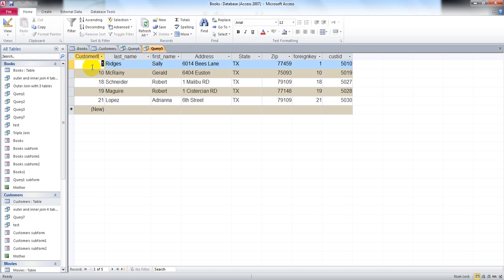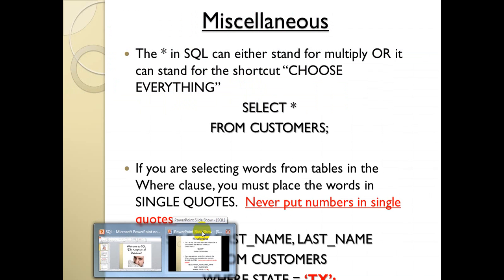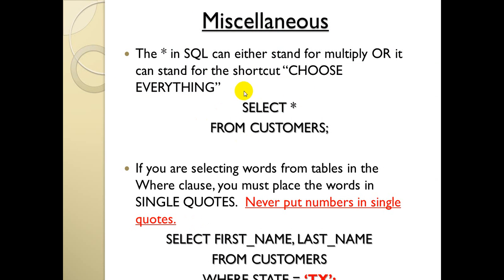And you can see that the columns from the customer table, all of them, have been transferred over into my query, but because of the where statement, the only information I see is for the people who live in Texas. Let's go back to our PowerPoint. All right. And now we have this in-depth look at the asterisk and at the concept of choose everything.